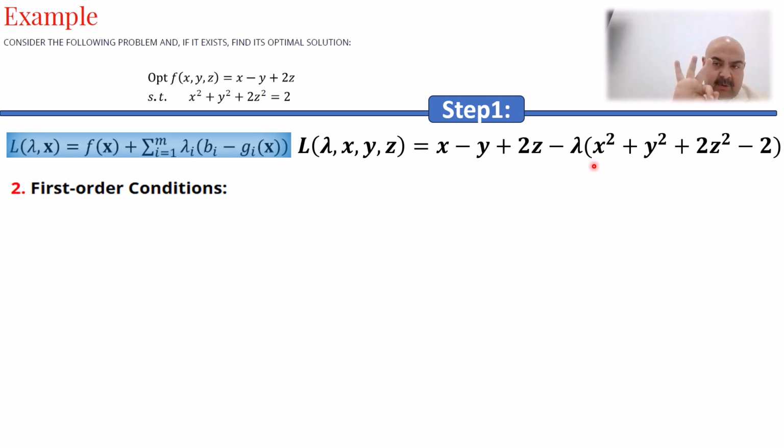We have 3 variables here, x, y, and z. So I will get the first order derivative for this function, partial derivatives, of course, with respect to x, with respect to y, with respect to z, and subject to the constraint as we will see.